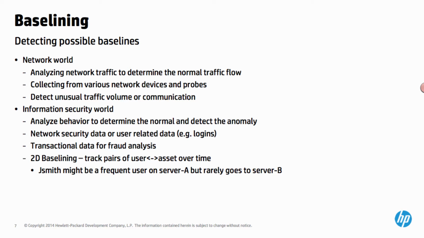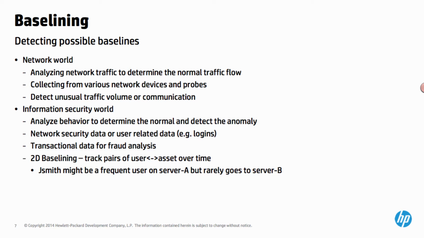So we want to analyze the behavior to determine the normal and then detect the anomaly. So things like network security data, or, for example, user-related data: logins, logouts, frequency of logins. If, for example, your application gets an average of 10 logins a minute, and now you're getting 300 logins a minute, well, we know there's something unusual that's occurring. But this isn't necessarily driven by network data.